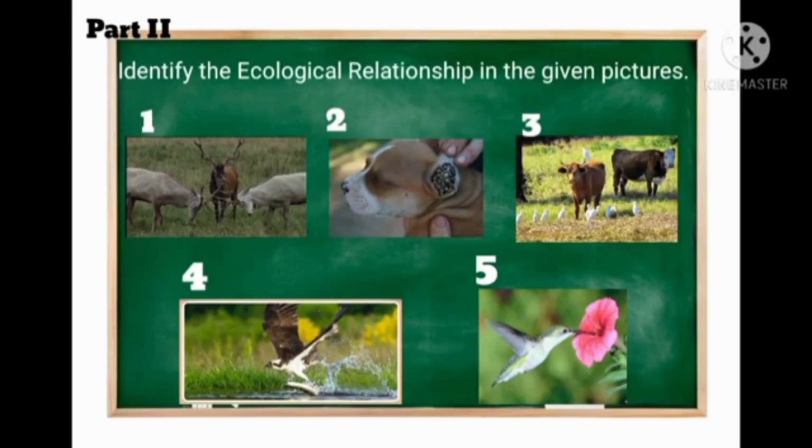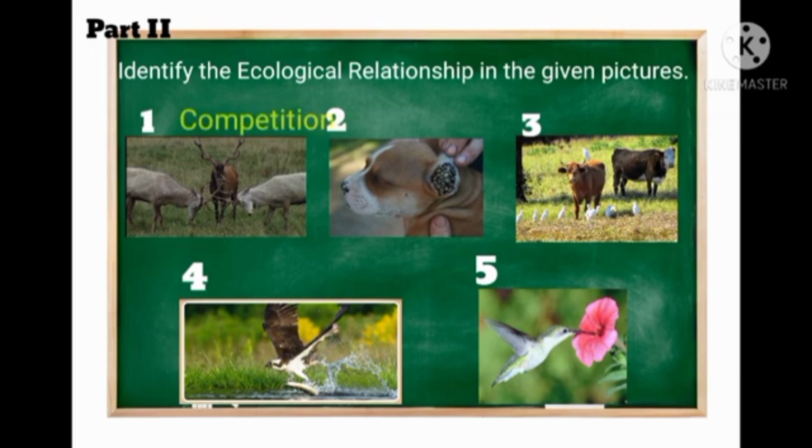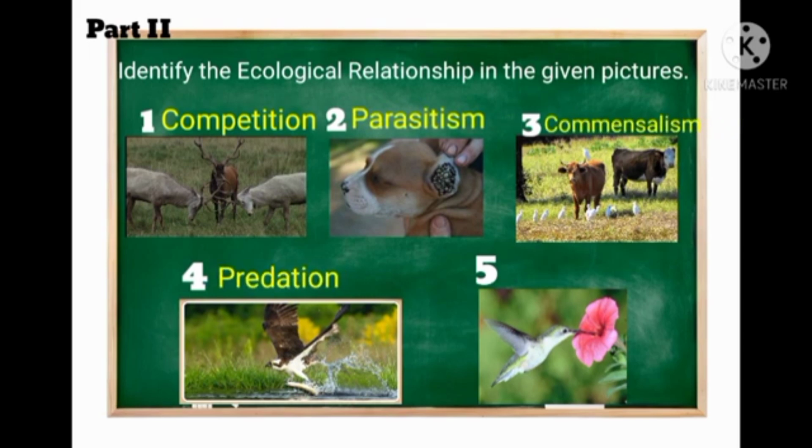Let's proceed to part 2. Identify the ecological relationship in the given pictures. You have 15 seconds to think of your answer. The answer for number 1 is competition. Number 2, parasitism. Number 3, commensalism. 4, predation. And lastly, number 5 is mutualism.